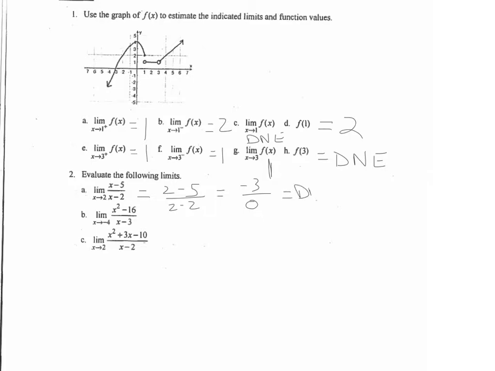If it was a 0 over 0, that's indeterminate. It tells me maybe I could factor or do something else and find it. But as long as 0's on the bottom and a different number's on top, the limit does not exist. Now, look at B. We want to find the limit as x approaches negative 4. Let's see what you guys come up with on that.